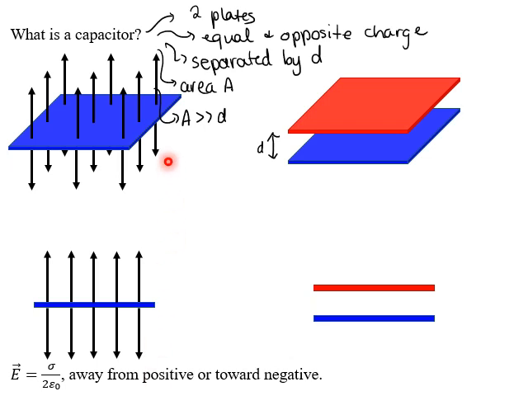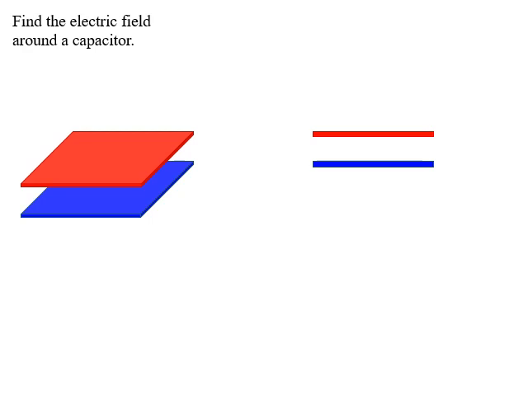What we can do is, because a capacitor has two plates, so this is a picture of a capacitor here, we can find the electric field due to each one and add up both those fields. Let's start to find the electric field around a capacitor with a sketch. Let's start by looking at the 3D model.